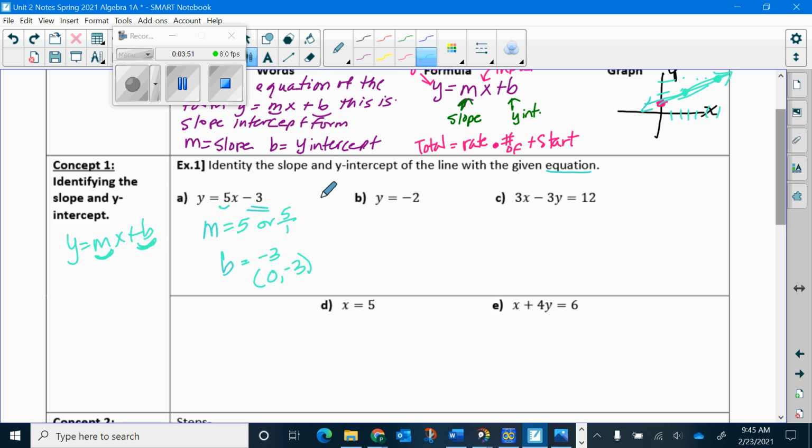Number 2 here, or b. Let's go with a purple. This is a y equals, so I'm going to tell you that it's going to cross the y-axis at -2. And I'm a very visual person, so I'd probably go like this, and I would say it crosses at -2, and it looks like that. So my slope is 0 because it's a flat line, and my y-intercept is going to be -2 because it crosses the y-axis at -2. Or I could write this as (0, -2).